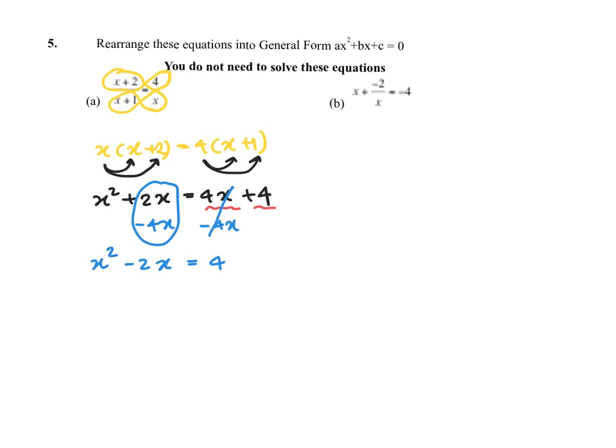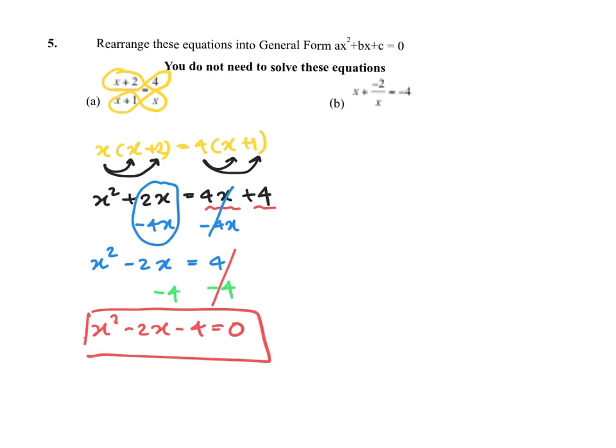Same. Now we have positive 4, we want 0, so if we take 4 away, it will give us 0, and we have to do the same on the left hand side. So rearrange, and it's now going to give us x to the power of 2, take away 2x, take away 4, equal to 0. So this equation has been rearranged, written in general form.